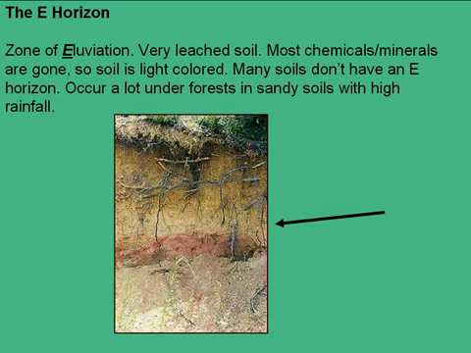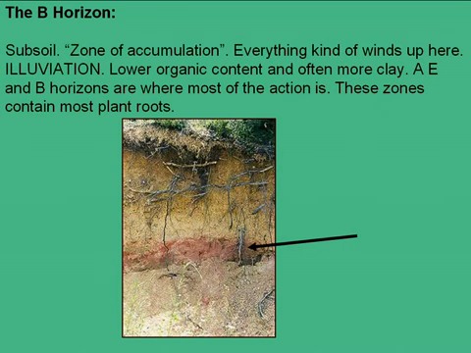The B horizon is what's also referred to as the subsoil, which is called the zone of accumulation. This is the area where everything ends up through eluviation. You do have a much lower organic content, as most of the organic content is in those upper layers, but you do end up with more clay. The smaller particles have trickled down to this area. The A, E, and B horizons make up the area where most of the root action and nutrient cycling and nutrient processes go on, and these zones contain the most plant roots.